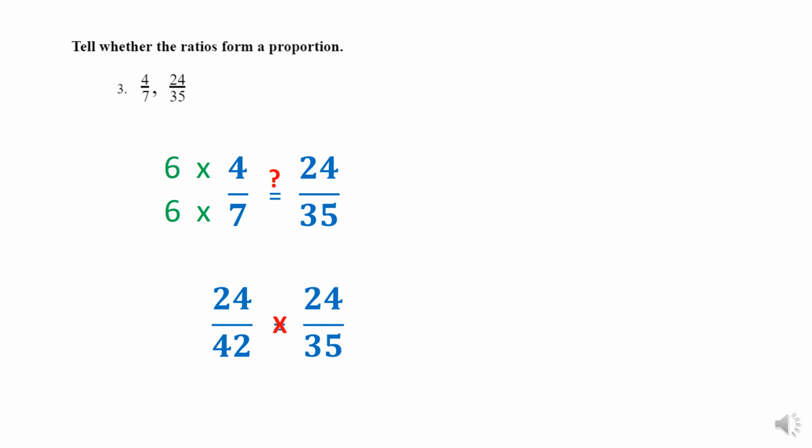No. That would get us 24 over 42. So 4 over 7 is really the same as 24 over 42. It's not the same as 24 over 35. Not proportional. The ratios do not form a proportion. No.